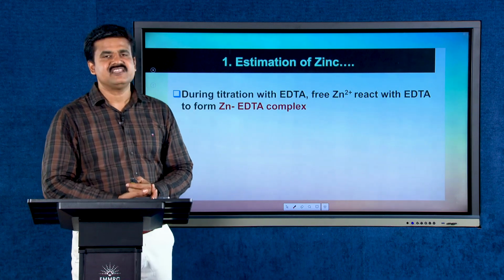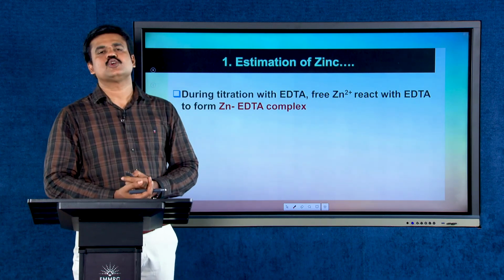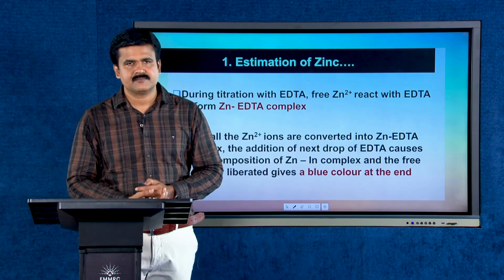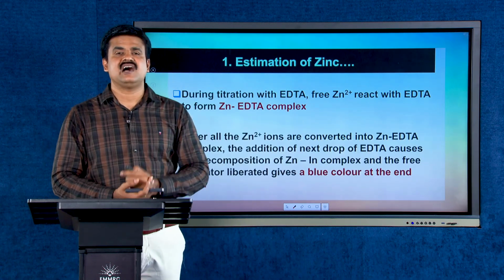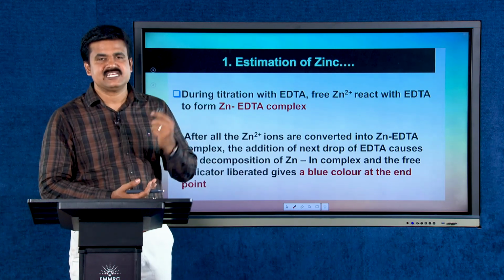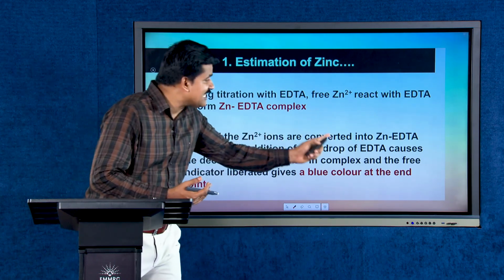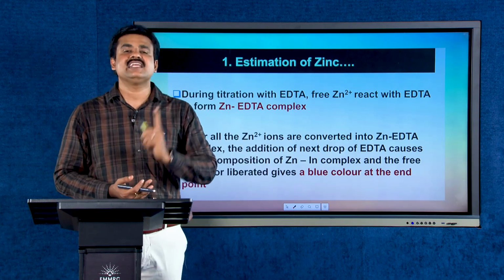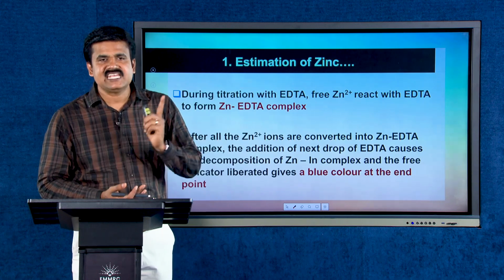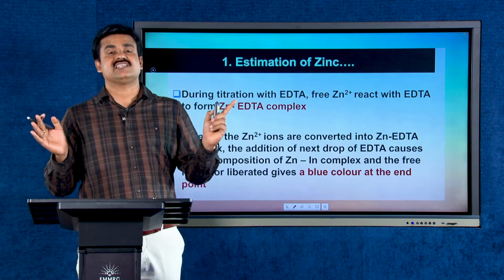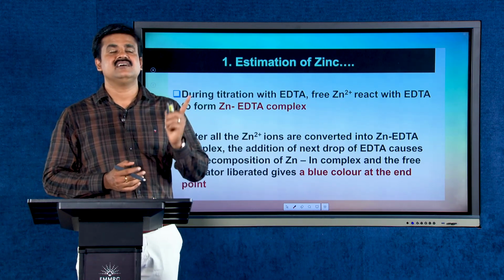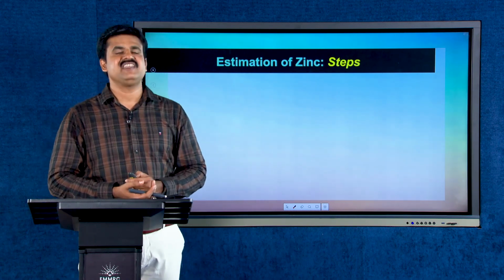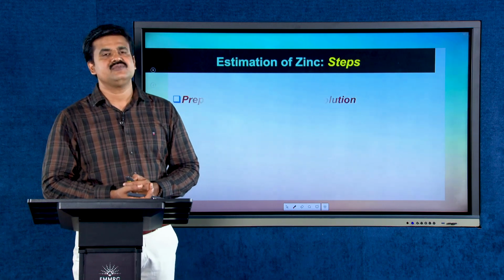During the titration with EDTA, the free Zn2+ ions react with EDTA to form the zinc EDTA complex. After all the Zn2+ ions are converted into zinc EDTA complex, the addition of the next drop of EDTA causes the decomposition of the zinc indicator complex, and the free indicator is liberated, which gives a blue color at the end point.